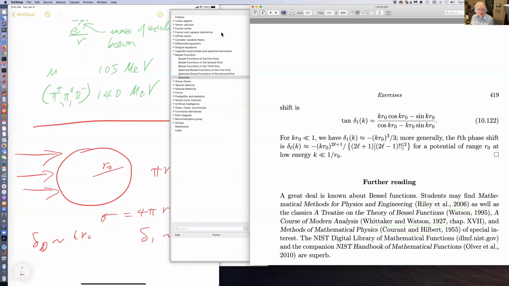What we've got is that we can do group theory, relativity, probability and statistics, Monte Carlo methods. The AI chapter is very short; you can just read it on your own. Order, chaos and fractals is also very short, and you can read that on your own. Strings is quite short. Path integrals is a long chapter, and it is more advanced than some of the other material.